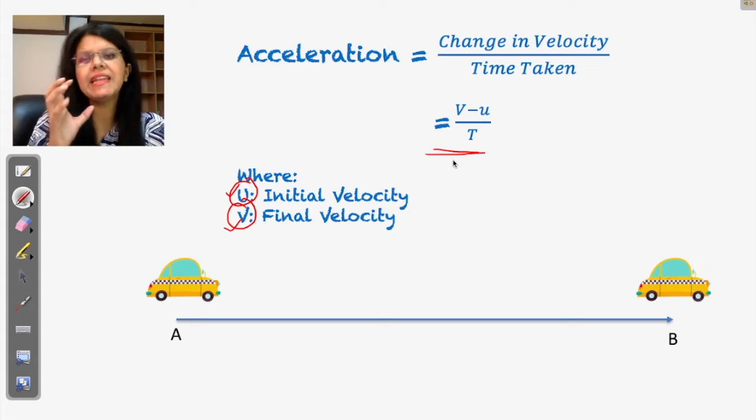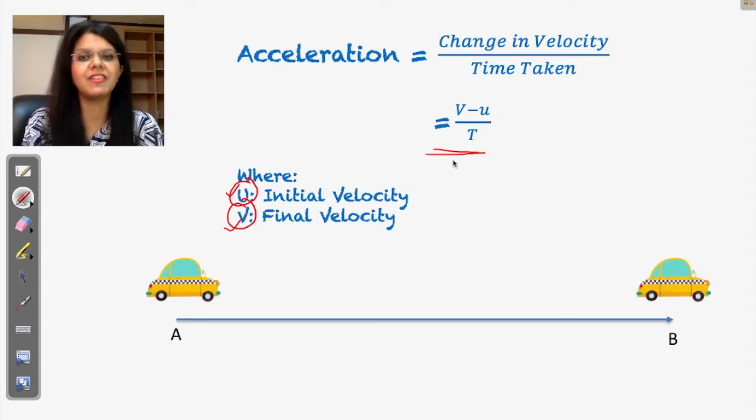What does the term initial mean? Initial comes from initially, right? Initially means something which happened previously. Final means the end point, the last point, or the last value of the time, right? Final value, what is the final result? Final comes later, initial comes before.